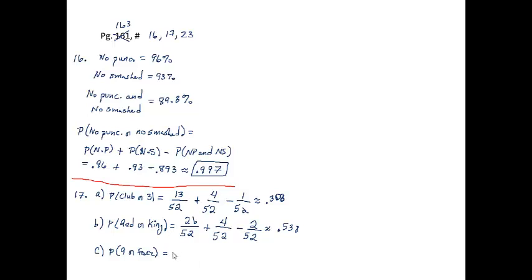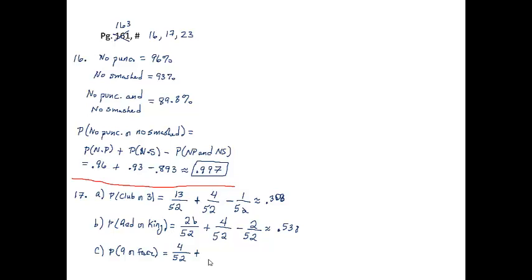Well, we know our formula. So probability of a 9. There are 52 cards in your deck. 4 of them are 9s, so that's 4 out of 52. Plus the probability of getting a face card. Well, let's see. How many face cards are there?